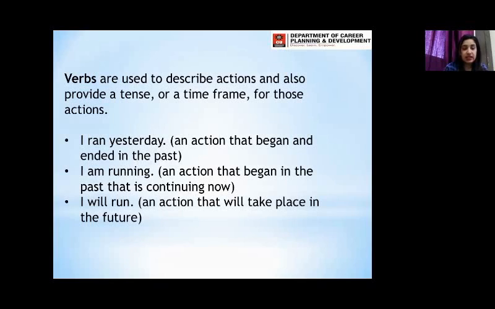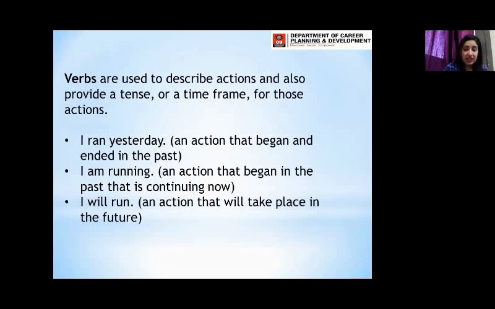In the next sentence over here, it is written, I am running. So am plus run in the ing form signifies that the action is still continued, is still there in the present tense. So something that is happening in the present tense right now, the action that began in the past and that is continuing till now. So this is talking about present tense.